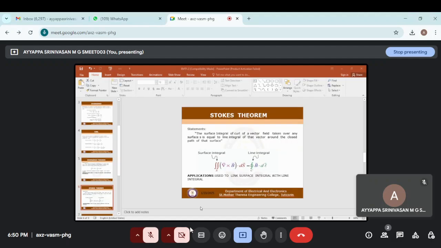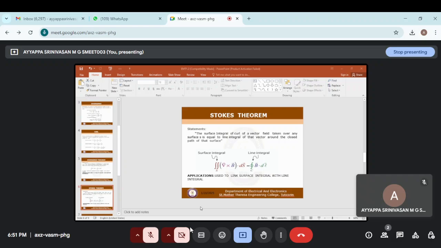Likewise, Stokes' theorem. This theorem states that the surface integral of the curl of a vector is equal to the line integral of the vector around the closed path of that surface. If you take the surface integral of the curl of a vector over a surface, this will be equal to the line integral of the vector in a closed path on the same surface.